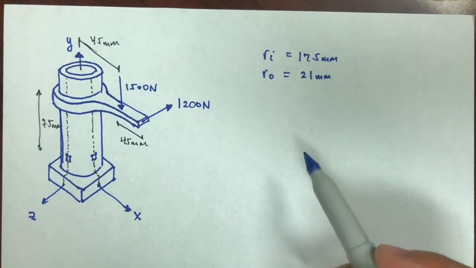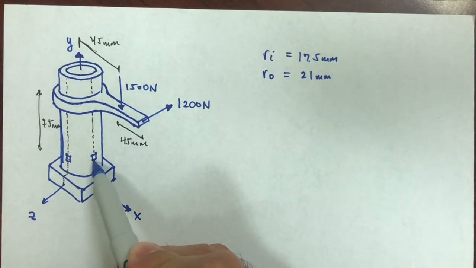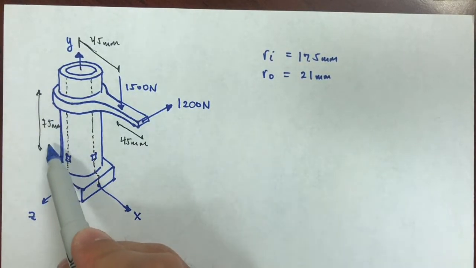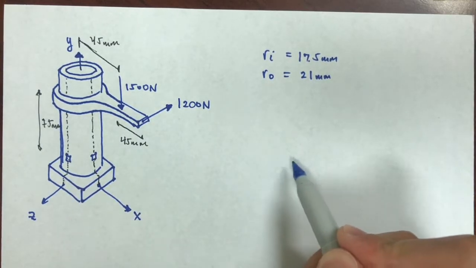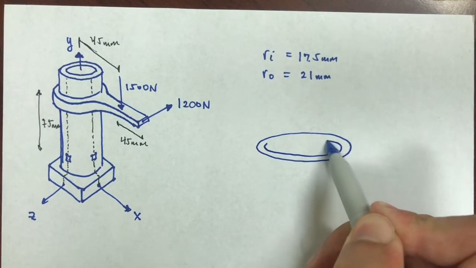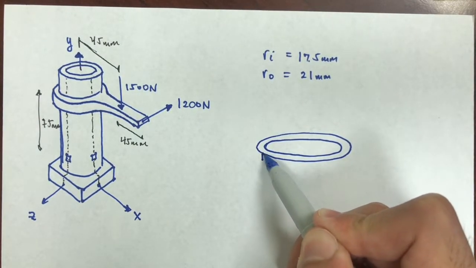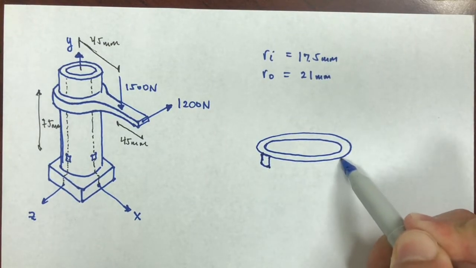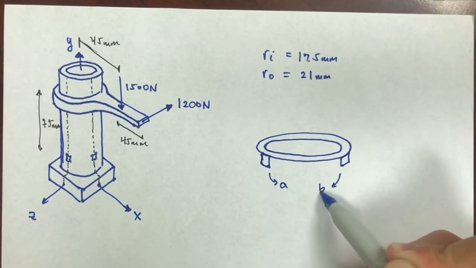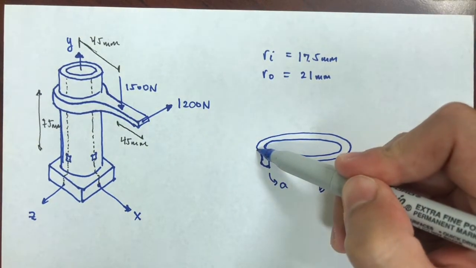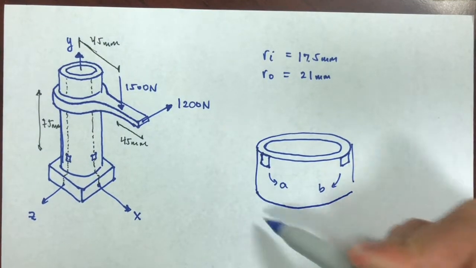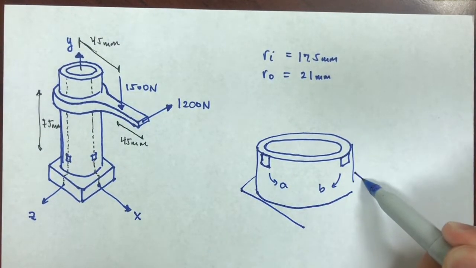Since we already know where we want to calculate those stresses, one thing we can do is a cut at 75 millimeters below the handle. If I do that, I would see something like this. This is my pipe, and I would find A here and B here. We're going to call this A, and this B. This would be the cut, and this would be the ground where the base of this pipe is.